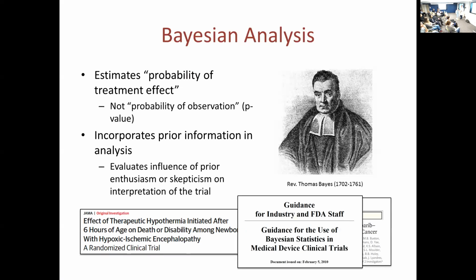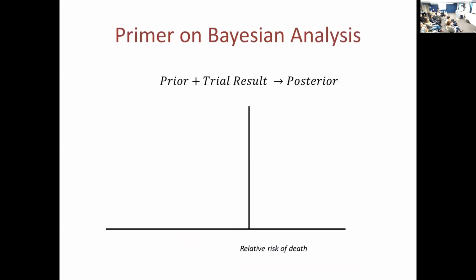And the FDA has actually published guidance on how to use a Bayesian framework in the design of a trial, particularly for medical devices where sample sizes can be small. And so there's increasing regulatory acceptance and academic acceptance of the technique that has some legitimacy from that standpoint.